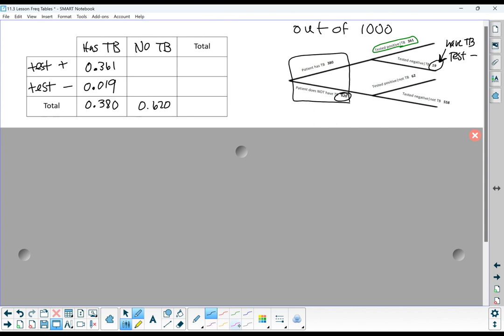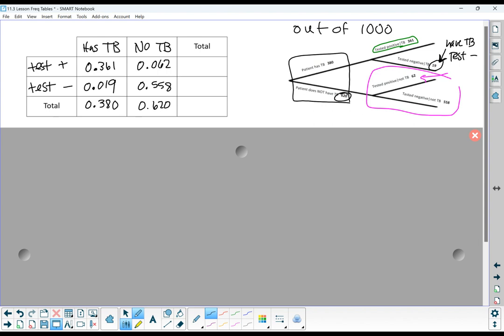Okay, so for the next column, we're going to use these two branches down here. We have 62 people who tested positive and do not have tuberculosis. So that would be right here, 0.062. And for those who don't have TB and tested negative, that would be 0.558. It's kind of nice when we're dividing by 1,000.